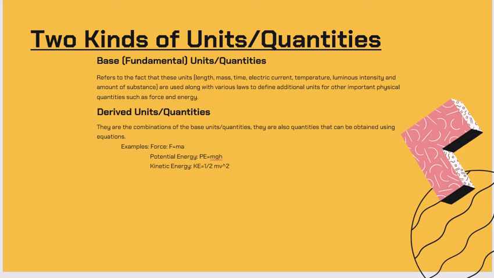Another example is the kinetic energy. So kinetic energy is directly proportional to the mass of an object and to the square of the velocity. So ibig sabihin, if the mass has units of kilogram and the velocity of meter per second, the kinetic energy has units of kilogram meters squared per second squared.